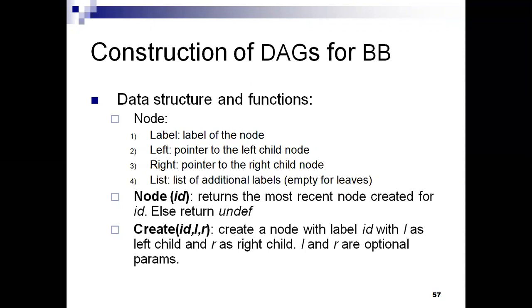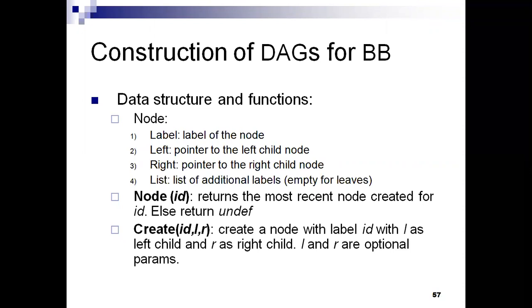And what the label of the node is, what the left is, the pointer to the left child node, what the right is, the pointer to the right child node, and what the list is. The list of additional labels may sometimes be empty for the leaves. And by using this node of ID, we're creating the node of ID. That means the statement that we're returning here returns the most recent node created for ID, or else returns undefined. And the next thing is create ID, comma L, comma R.